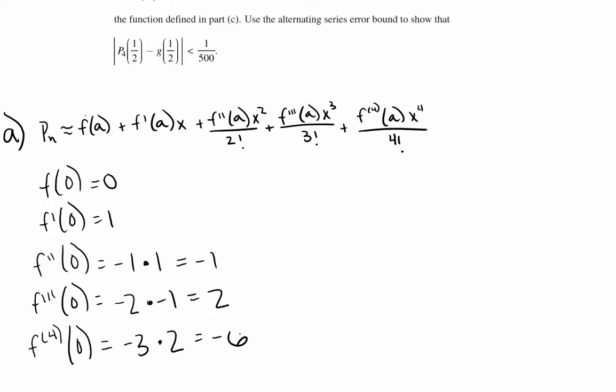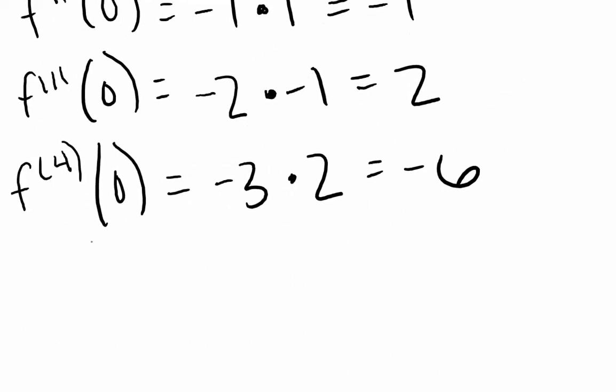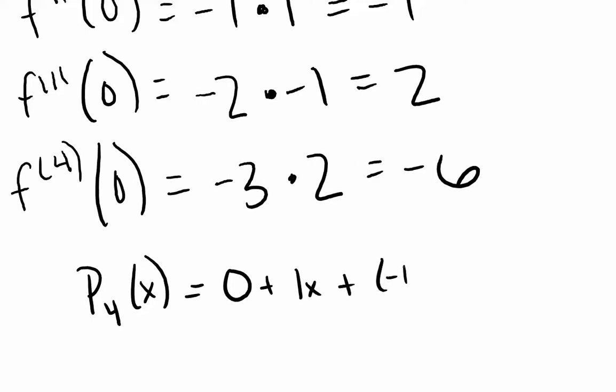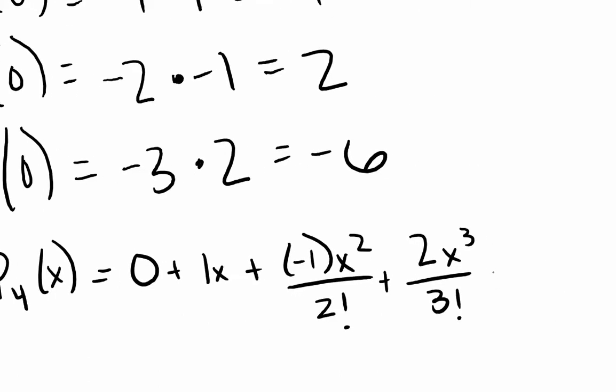So the next step is just to plug all of these derivatives into our general equation. So we're going to have P4 of x equals 0 plus 1x plus -1 x squared over 2 factorial plus 2 x to the 3rd over 3 factorial plus -6 x to the 4th over 4 factorial.